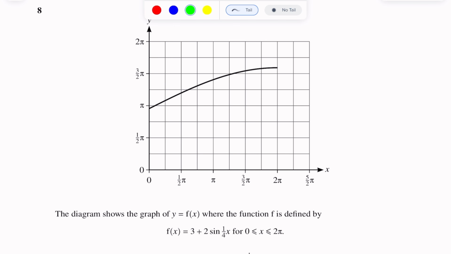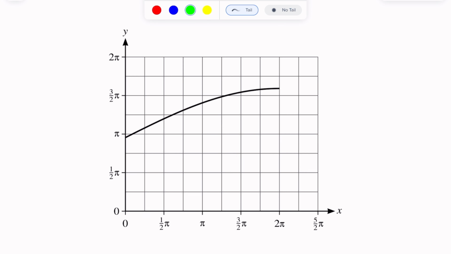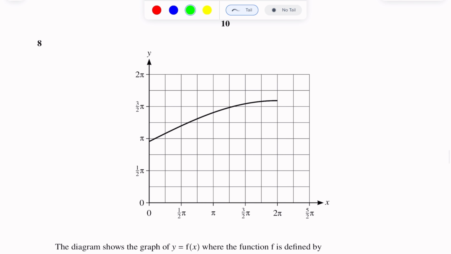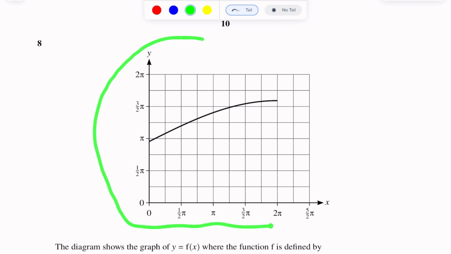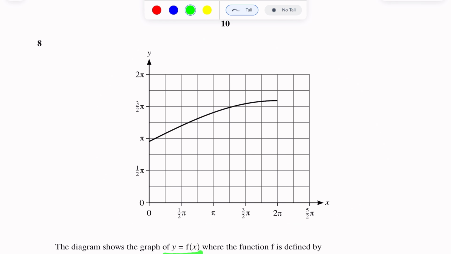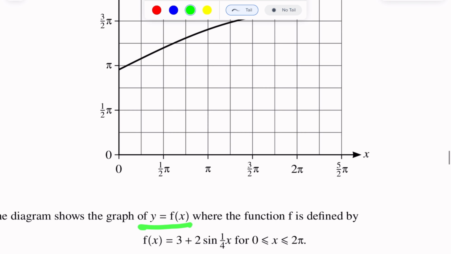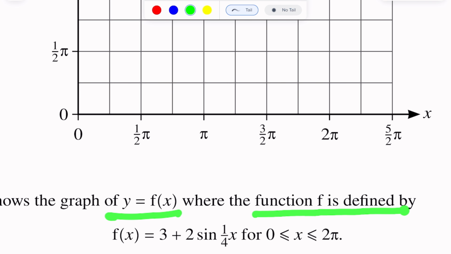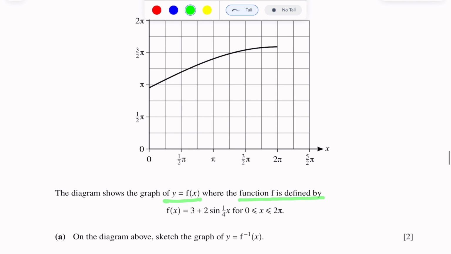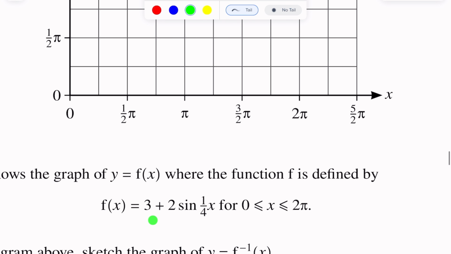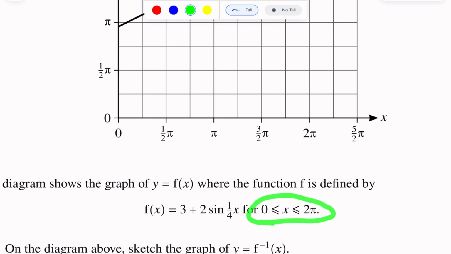Question number 8. The diagram shows the graph of y is equal to f(x), where the function f is defined by f(x) is equal to 3 plus 2 sine (1/4)x for x lies between 0 and 2 pi.